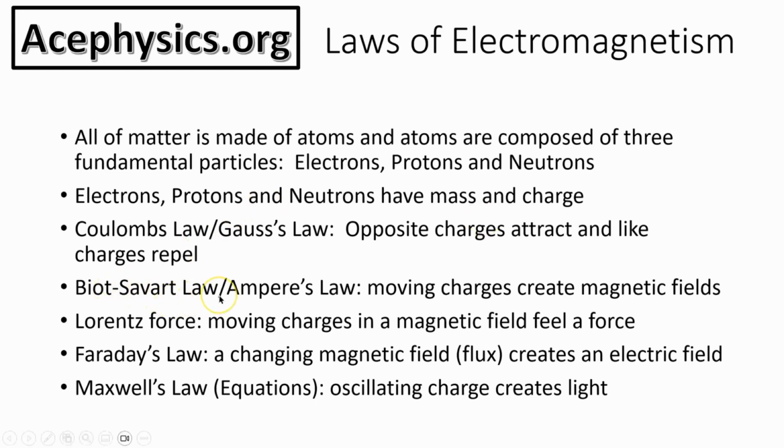The Biot-Savart law and Ampere's law are related to the fact that moving charges create magnetic fields. The Lorentz force says if there's a moving charge in a magnetic field, it will feel a force. That force is given by qv cross B. Faraday's law says a changing magnetic flux creates an electric field. And finally, Maxwell's law, it's kind of written as Maxwell's equations, but it's Maxwell's law, is that oscillating charges create light. Light is an electromagnetic wave created from a charge oscillating back and forth.